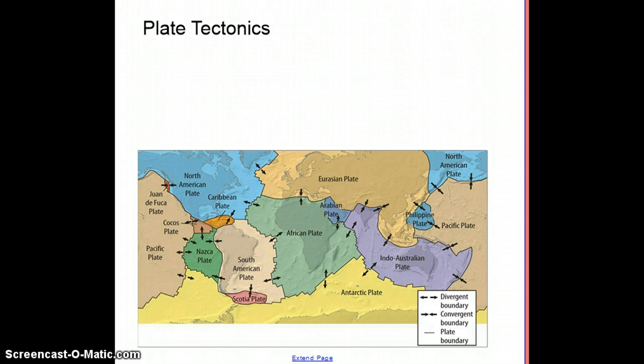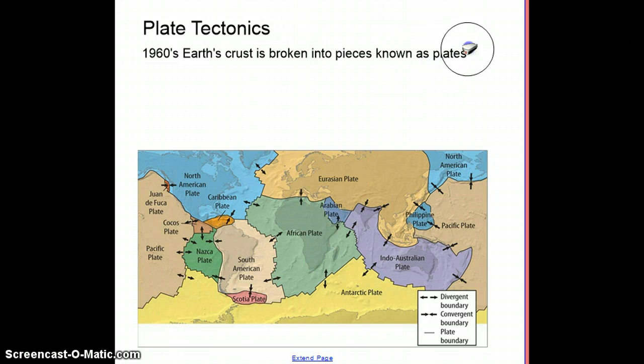So what scientists found is that in the 1960s, the Earth's crust is broken into pieces known as plates. So they really decided that it's not one solid piece. There are individual components, and they're moving in different directions depending on what they are.